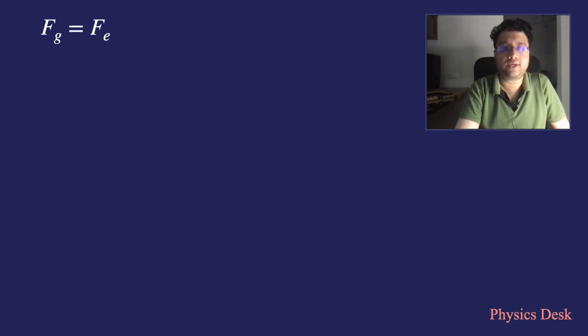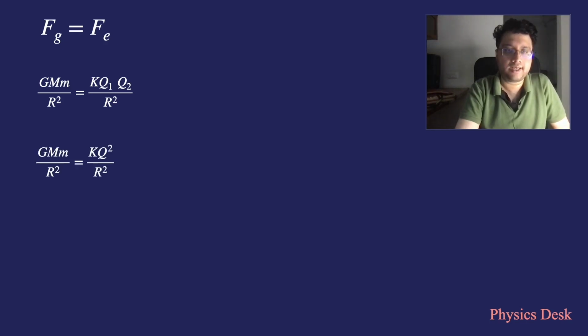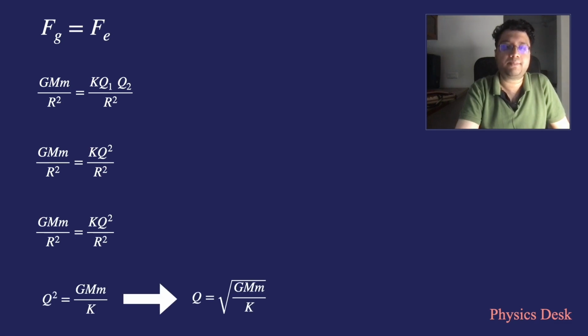So Fg is equal to Fe, which implies G M m by r square is equal to k q1 q2 by r square, where M and m are the mass of the Earth and the mass of the Moon respectively, and q1 and q2 are the charges given to both the bodies. Here the charges are identical as given in the problem. So G M m by r square is equal to k q square by r square, which gives us q square is equal to G M m by k. r is totally eliminated, so it's not at all required. So q is equal to the square root of G M m by k.